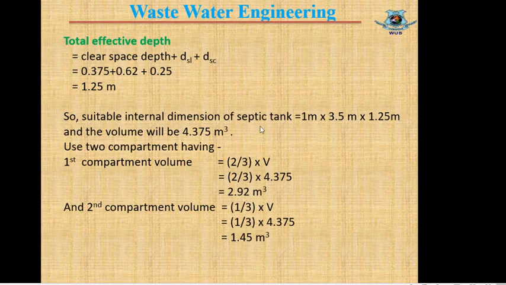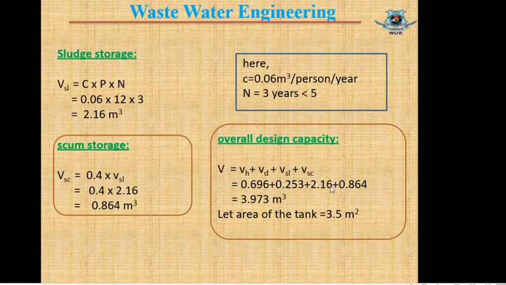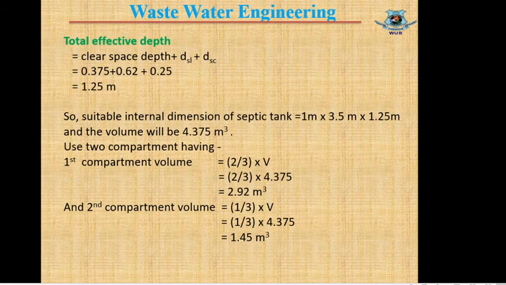So our suitable internal dimension would be 1 meter into 3.5 meter, and this is the surface area of the tank. 1 into 3.5 stands 3.5 meter square, and we assumed earlier the area of the tank is 3.5 meter square, and 1.25 is the depth. So total volume stands 4.375 meter cube. This is the final volume. Our initial volume was 3.973 meter cube, and finally we get volume as 4.375 meter cube.